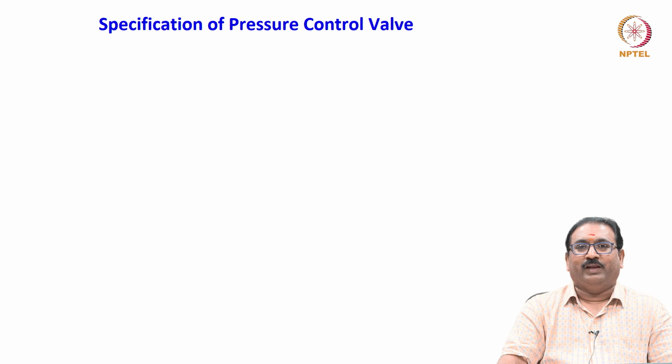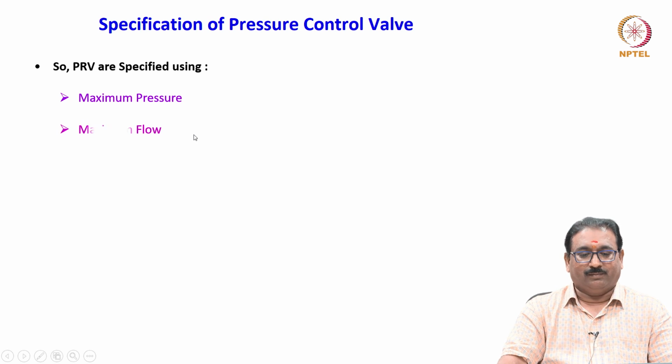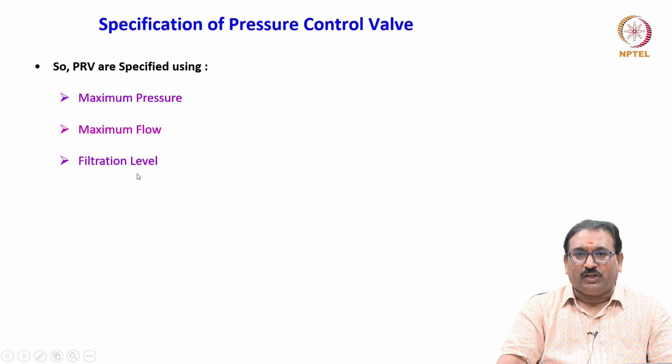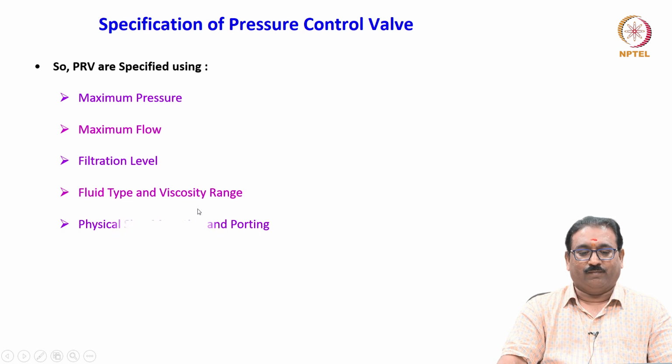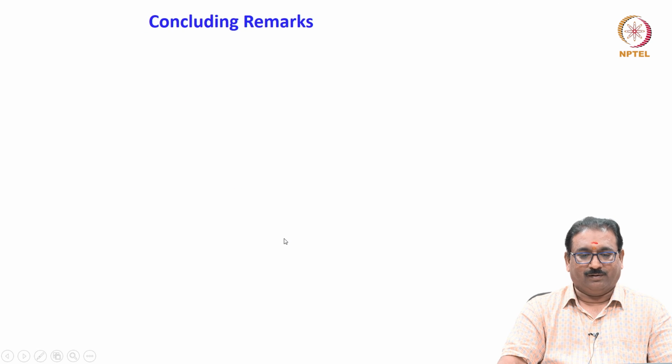You have seen various types of pressure control valves. Quickly I will tell you, when you are buying pressure control valves, the main things you have to consider are the maximum pressure, maximum flow rate, filtration level, fluid type and viscosity range, then physical size, mounting and porting configurations.